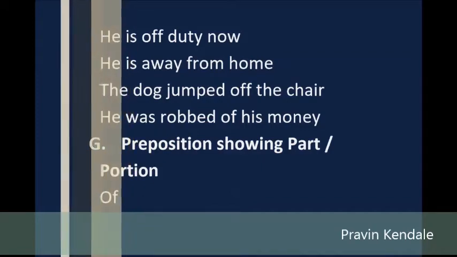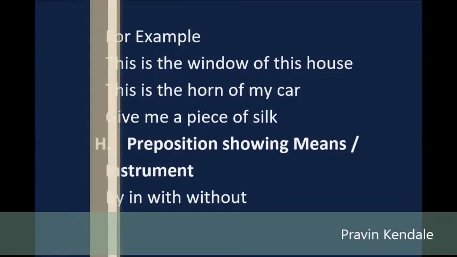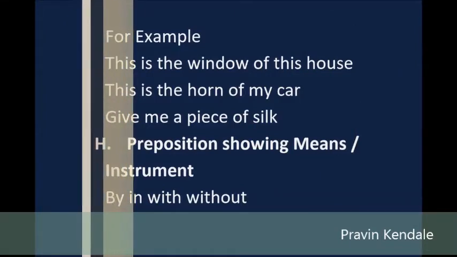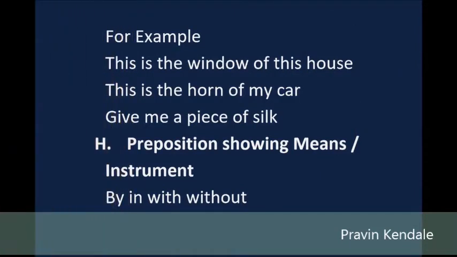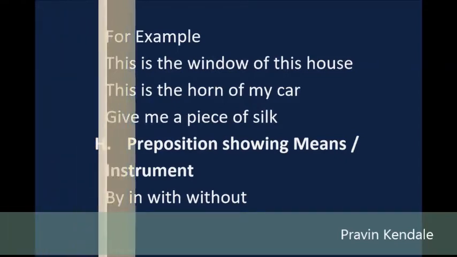G. Preposition showing part or portion: of. For example, this is the window of this house. This is the horn of my car. Give me a piece of silk.